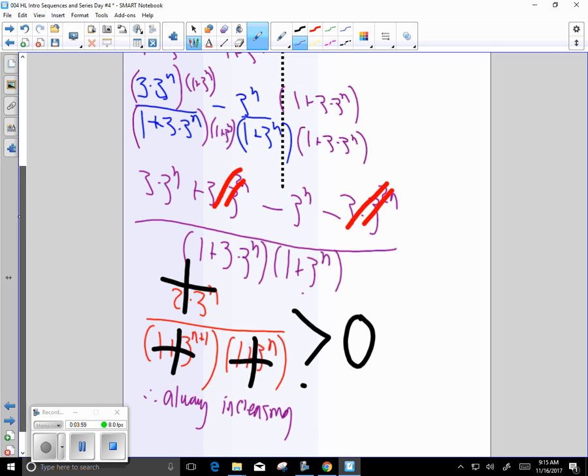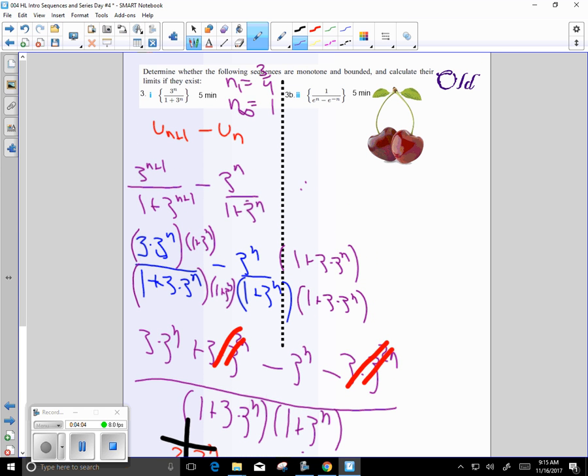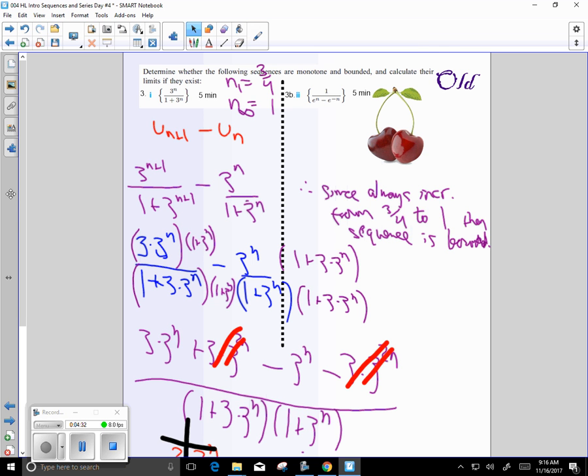Well, then we'd go back and we would put the whole thing together, and we would say, therefore, since always increasing from 3/4 to 1, and you can say n equal to 3/4 to n equal 1 if you want, then the sequence is bounded by definition, if you want to add that. You like it? It's doable, isn't it?